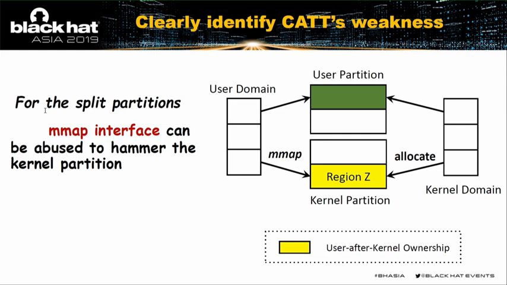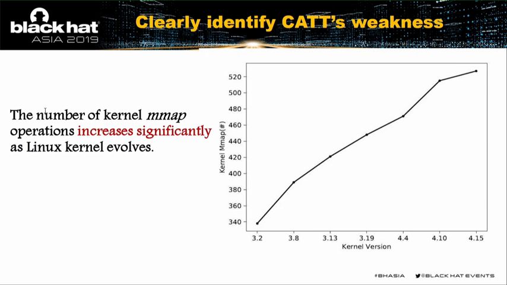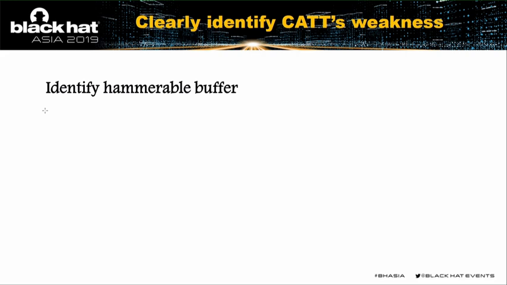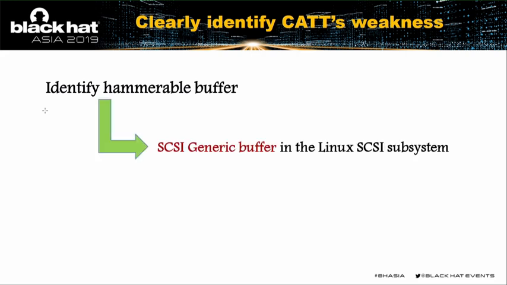We can search all the mmap operations that have the hammerable memory. In this picture, we can see that the number of mmap operations increases significantly as the Linux kernel evolves. And for a specific Linux kernel, 4.17, the device drivers have a much higher number of mmap operations, and so it is highly likely for the device drivers to have the hammerable memory. As a use case, we have identified the SCSI generic buffer in the Linux SCSI subsystem as a hammerable memory.